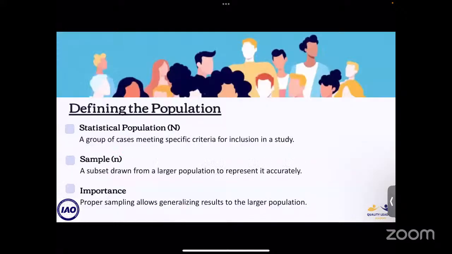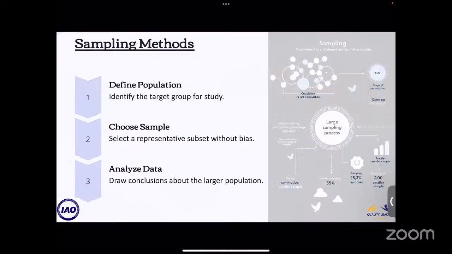A statistical population, or population, is the group of cases that meet specific criteria, such as type 2 diabetes. When we say population, this represents big letter N. The sample, on the other hand, is a subset drawn, which represents the small n, from the larger population to represent it accurately. The importance of proper sampling lies in what? In allowing the generalization of results to the larger population.